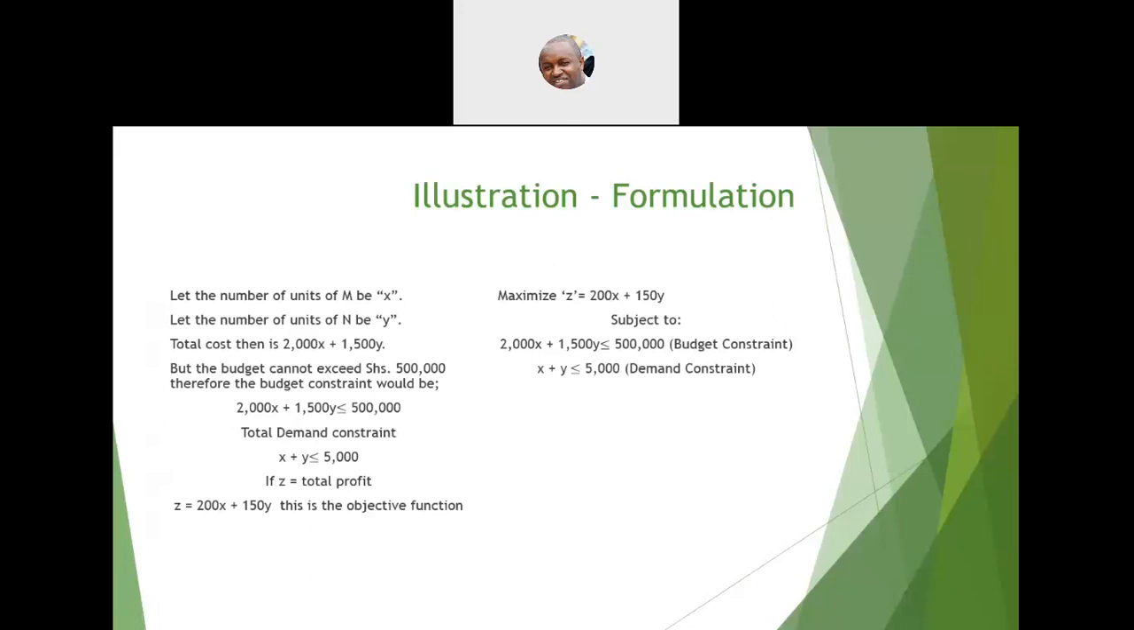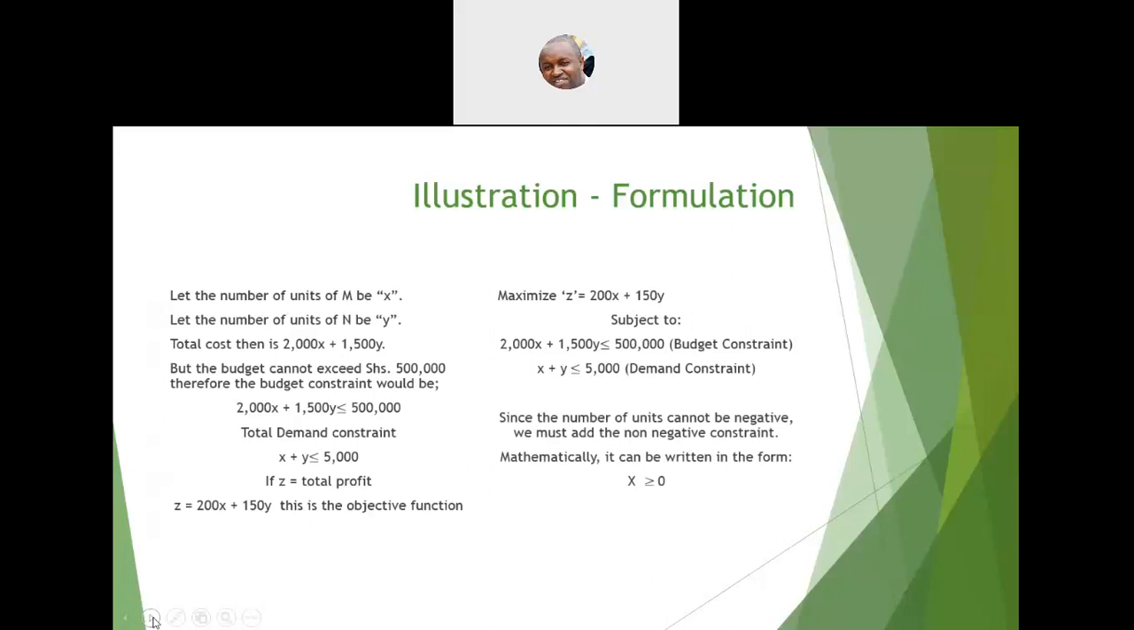But there's another one that we mentioned. There's an assumption we said, non-negativity. We cannot have negative quantities. The number of units of M we produce and the number of units of N we produce must either be 0 or greater than 0, but they cannot be negative. And therefore, we introduce our non-negativity constraint. Since the number of units cannot be negative, we must add the non-negativity constraint. And mathematically, we can write it as follows.